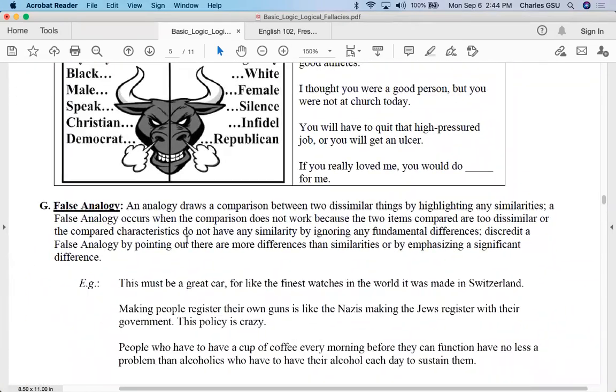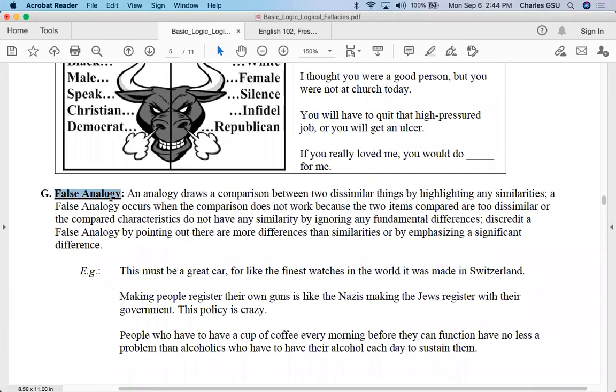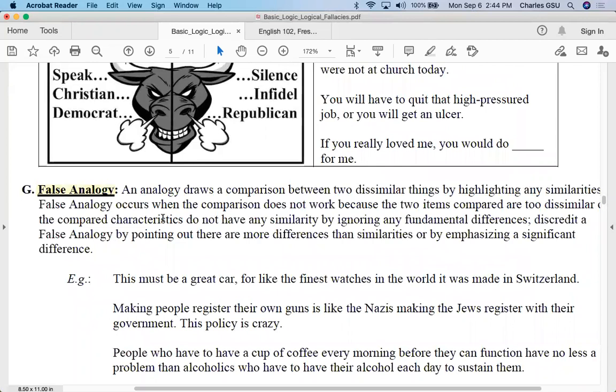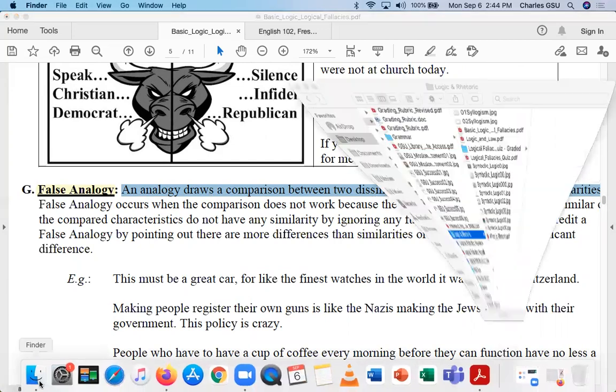Okay, moving on, false analogy. A false analogy is trying to be an analogy, but like the false dilemma, it is false. Here it says an analogy draws a comparison between two dissimilar things by highlighting any similarities. So let me give you an example.